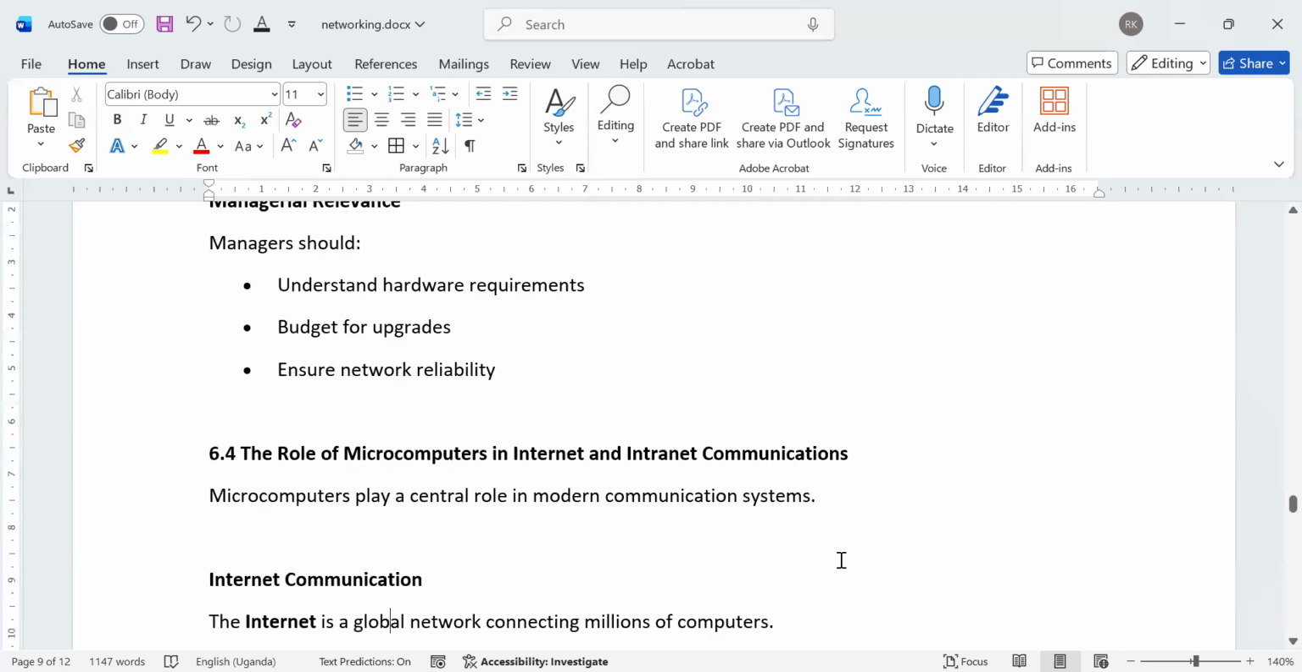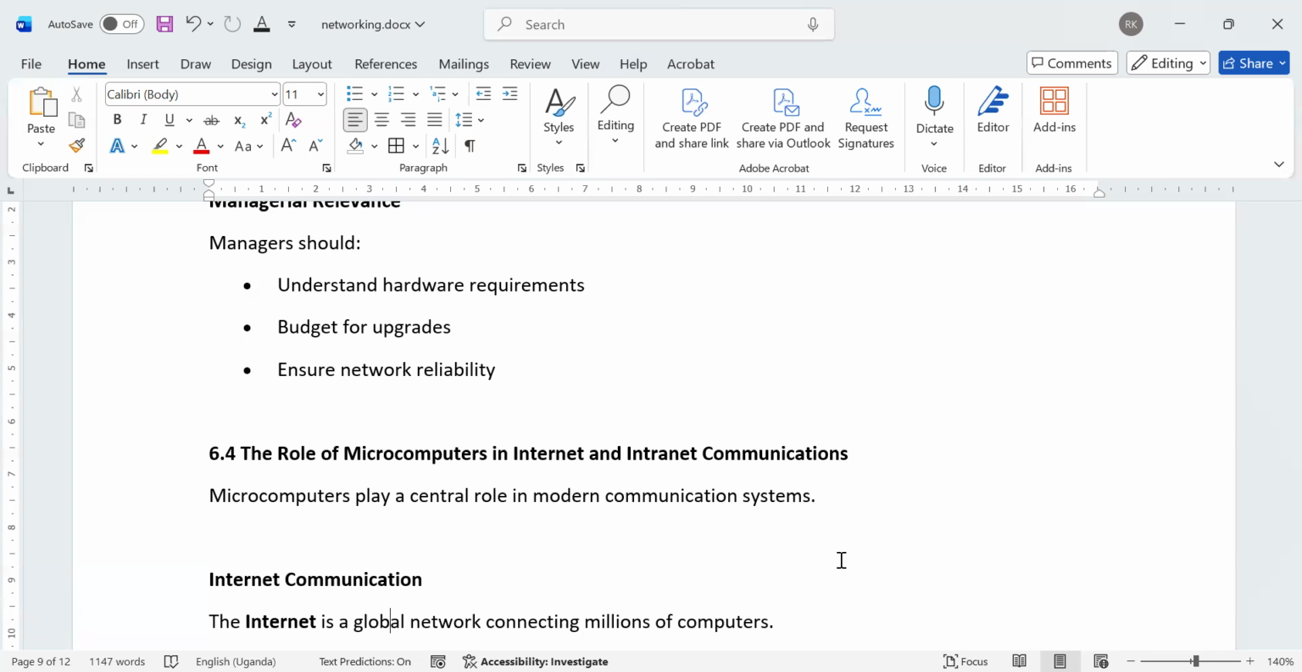So, relevance to managers. Managers should understand hardware requirements. Why? Because the technician is going to come to you and talk in terms like a switch, a router, a firewall, those things. If you don't know those terms, it is easy to cheat you. And for that, it is easy for you to make a budget. Okay? Some of you make organizational budgets. But when you're making a budget of such things, when at least you have some knowledge, it is better.